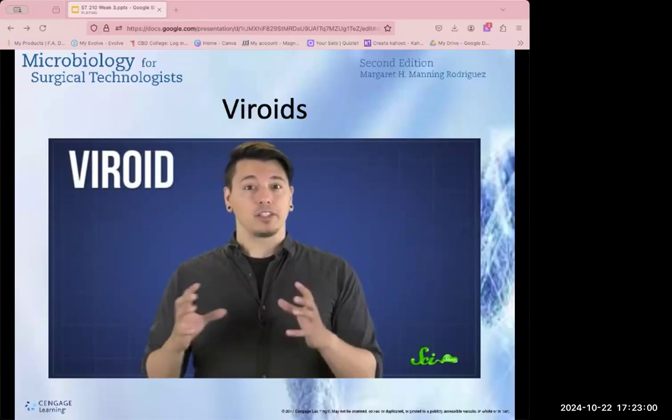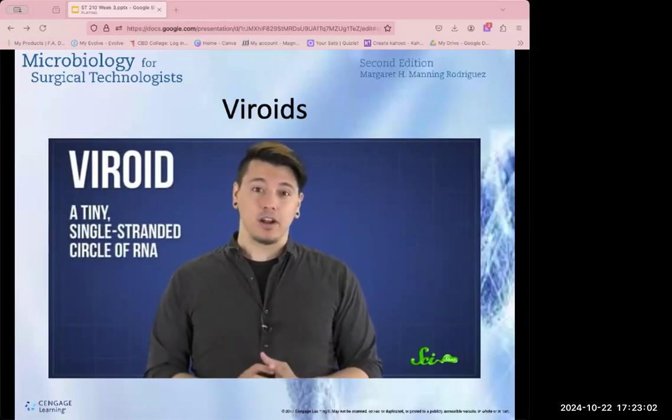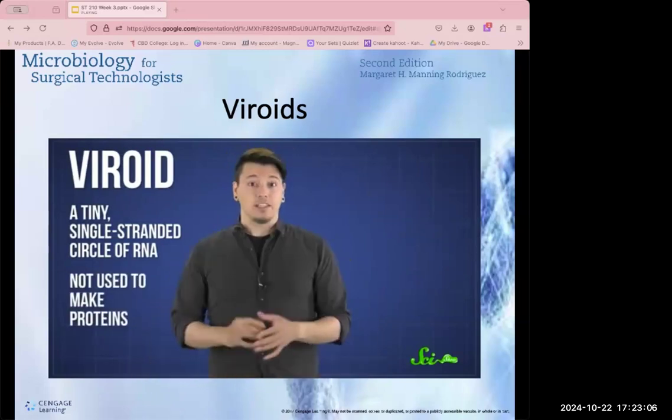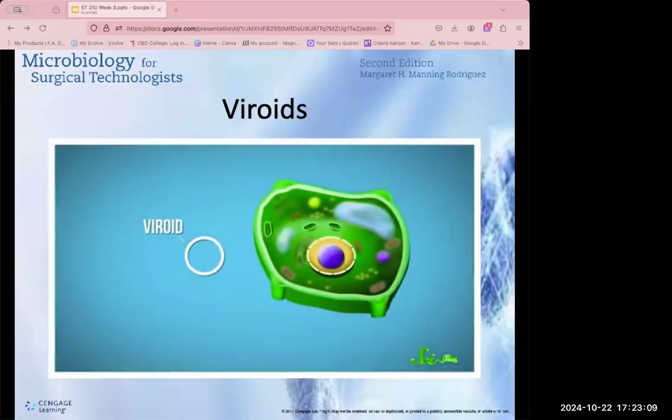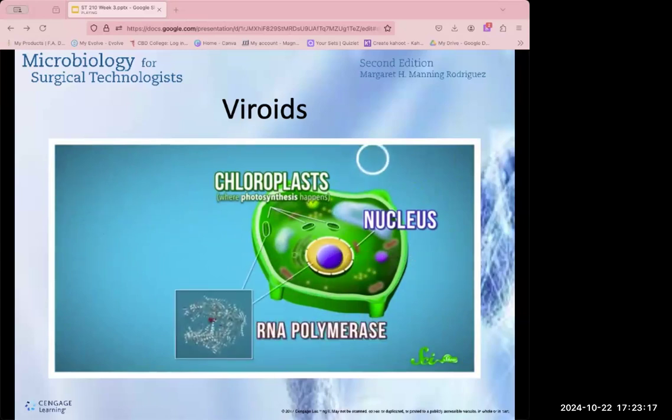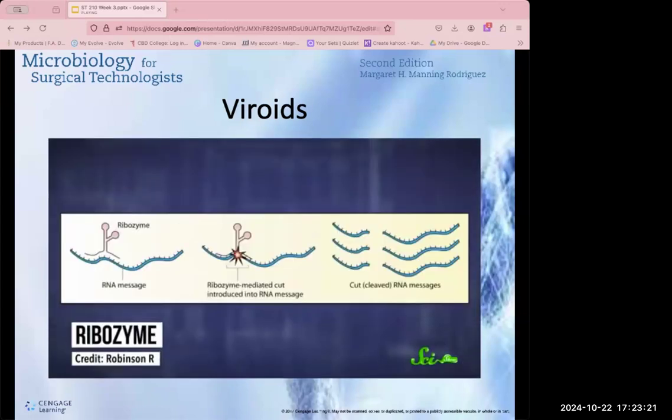We now know that viroids are tiny, single-stranded circles of RNA. Unlike RNA viruses, the RNA isn't used to make proteins. Instead, viroids make their way into a plant cell's nucleus or its chloroplasts, where photosynthesis happens. There, the viroid cranks out copies of itself using the host's RNA polymerase, the enzyme that strings together pieces of RNA based on a DNA sequence. Some viroids also have the ability to act as ribozymes and cut RNA, which helps their replication process.